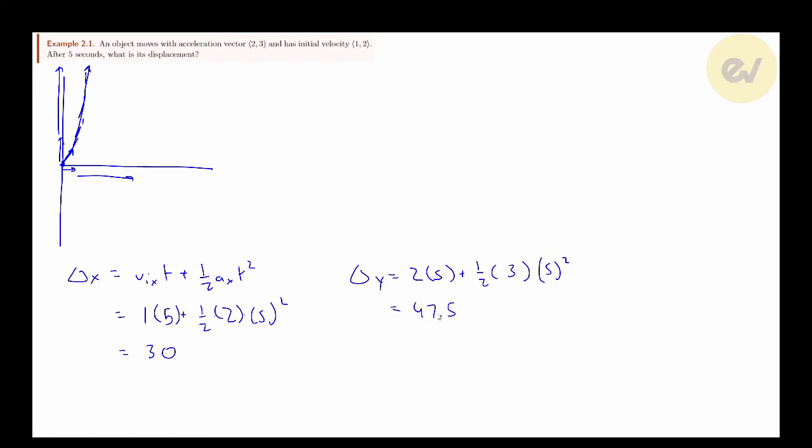Again, you can just plug this into your calculator. So the displacement of this object is (30, 47.5). And again, I keep on stressing this is a lot like a 1D kinematics problem, except you can break things up into components, and by breaking things up into components, 2D kinematic equations like this can be easier to solve.